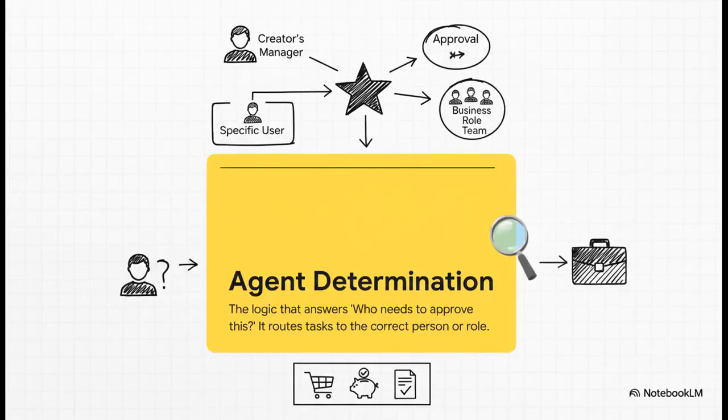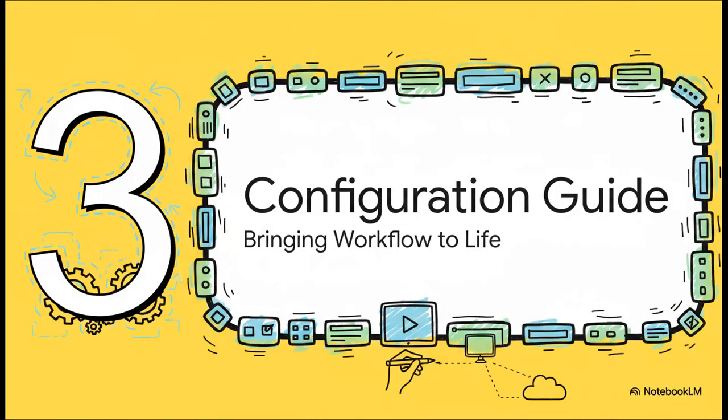And finally, within each of those steps, you have agent determination. This answers the most critical question of all: who needs to approve this thing? This is the logic that actually routes the task to the right person, whether that's the manager of the person who created it, a specific user, or maybe everyone who has a certain business role. It's the who.